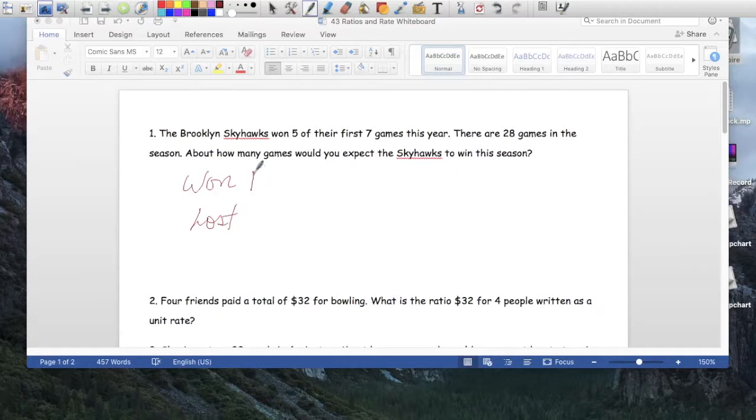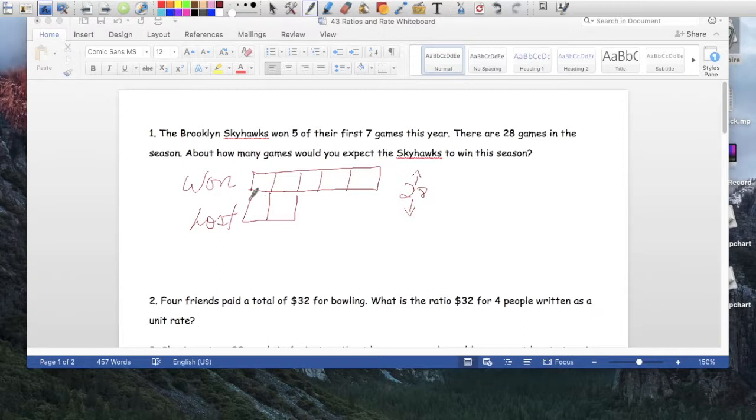So I'm going to set up a tape diagram for this one. 1, 2, 3, 4, 5, and they lost 2, for a total of 7 games. Good. So there are 28 games in the season. So if there are 28 games in the season, 28 goes over here. 28 represents all these boxes.